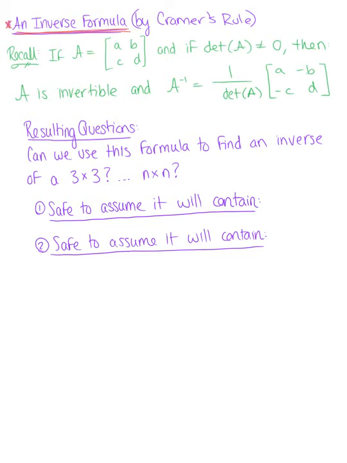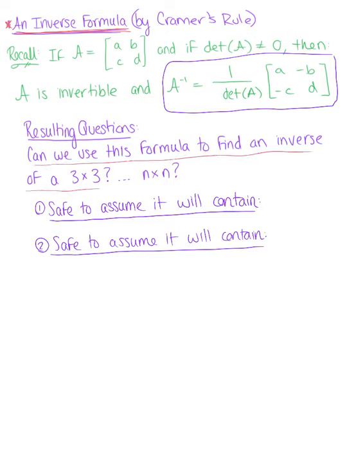In finding the inverse formula by Cramer's rule, we start by recalling our 2 by 2 definition of an invertible matrix. If A is defined by the 2 by 2 matrix A B C D, and the determinant is not equal to 0, then A is invertible, and the inverse formula is defined as 1 over the determinant of A multiplied by the 2 by 2 matrix D negative B negative C A. Some of the resulting questions from this formula is, can we use it to find an inverse for a 3 by 3 or even an n by n? So let's try to verify this formula using our 2 by 2.